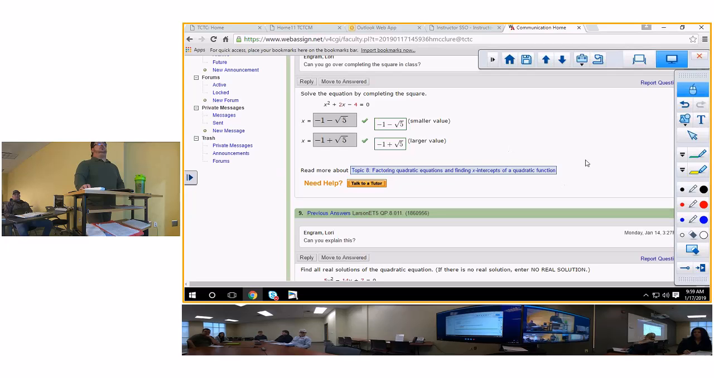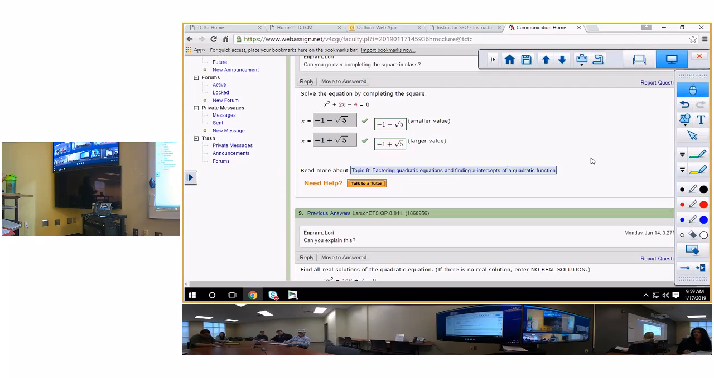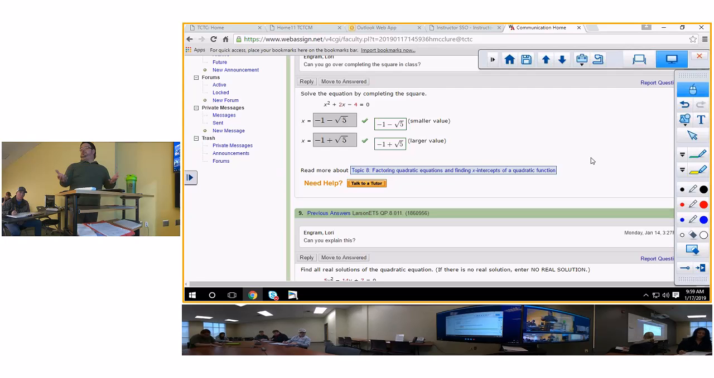Okay, do this one. I want you to do everything. I want you to do completing the square, find the vertex, find the x-intercepts. The y-intercept is -4. And I want you to graph it. I want you to tell me the domain, range, increasing and decreasing values.